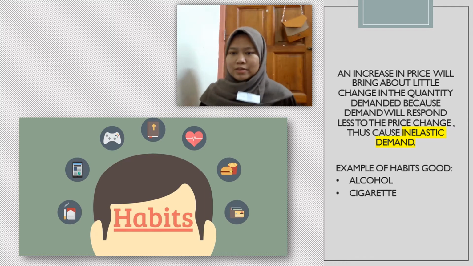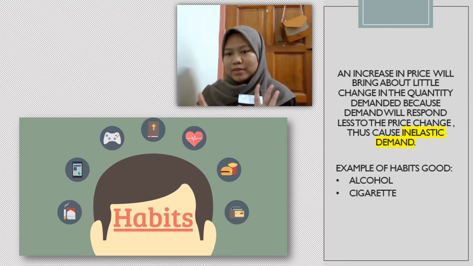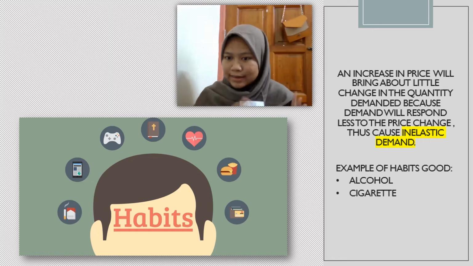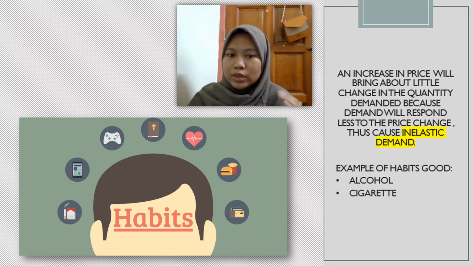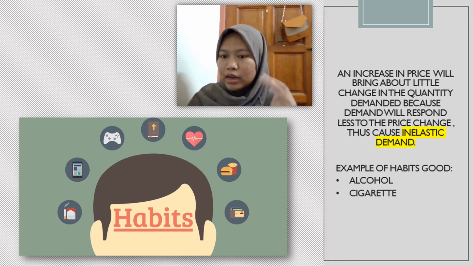So I'm going to present to you point number 6, which is habits. Goods such as alcohol and cigarettes are very addictive to the consumers who consume them. So when the price of these things increases, the quantity demanded will change just a little.